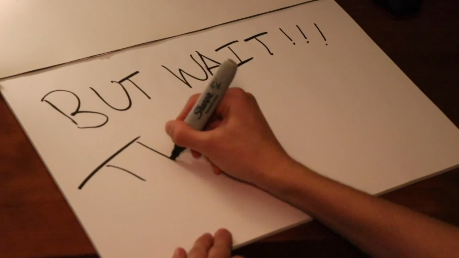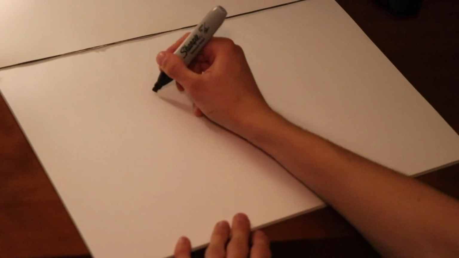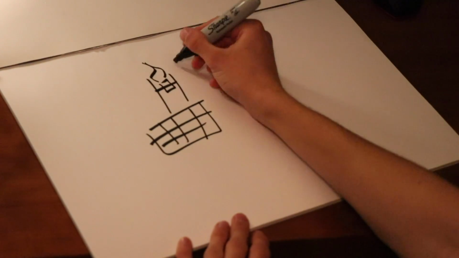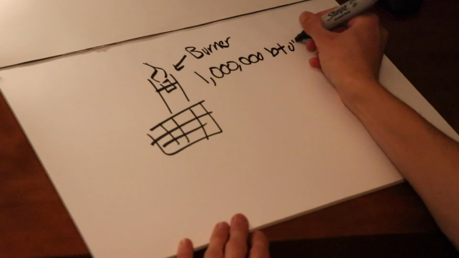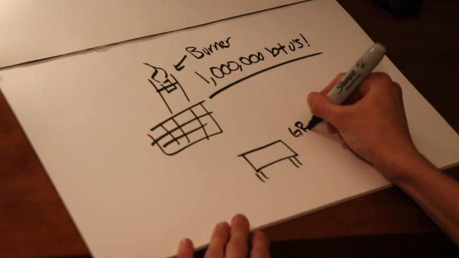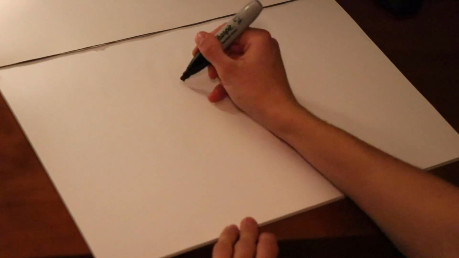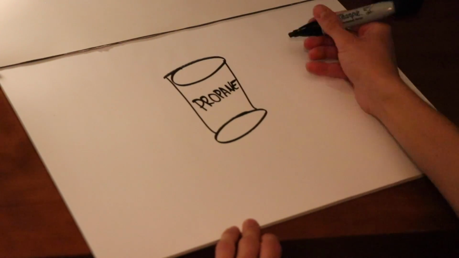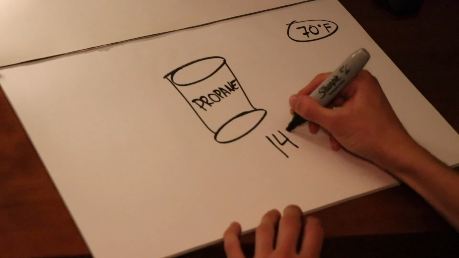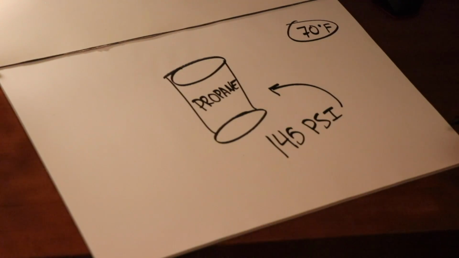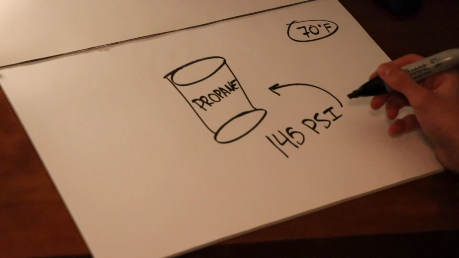Now there's more physics to hot air balloons. For instance, the burner which puts the heat into the balloon is more than 1 million BTUs. To put that in perspective, your grill at home is typically 100 BTUs per square inch. That's hot. Also, the propane which powers the burner is held in pressurized containers, which are typically at 145 pounds per square inch at 70 degrees Fahrenheit.